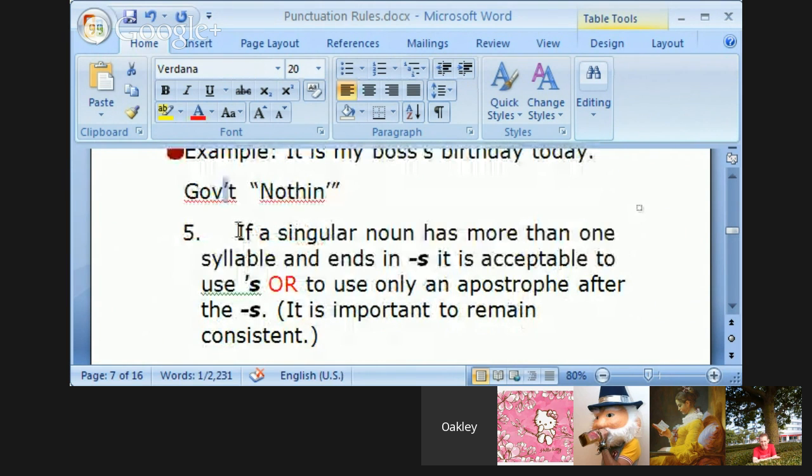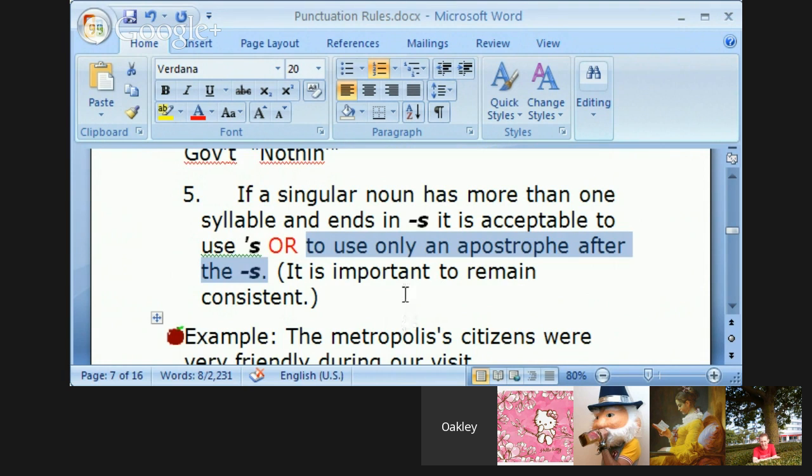Okay. Five. All right, let's see if we can unsnarl this. If a singular noun has more than one syllable and ends in S, it is acceptable to use apostrophe S or, this is kind of key, to use only an apostrophe after the S. And I think this second alternative is much more common, frankly.